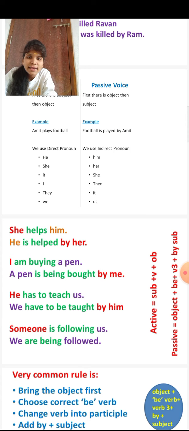And next here, he has to teach us. He has to teach us. Again, has form is also there.